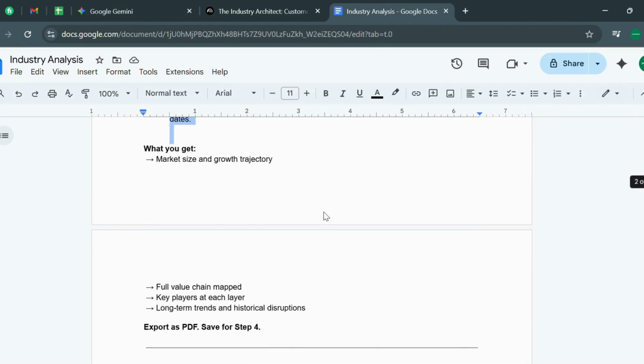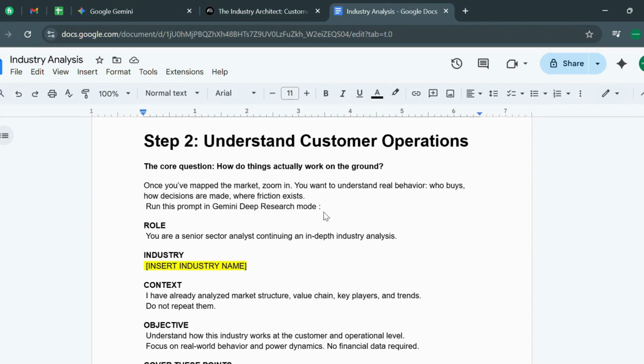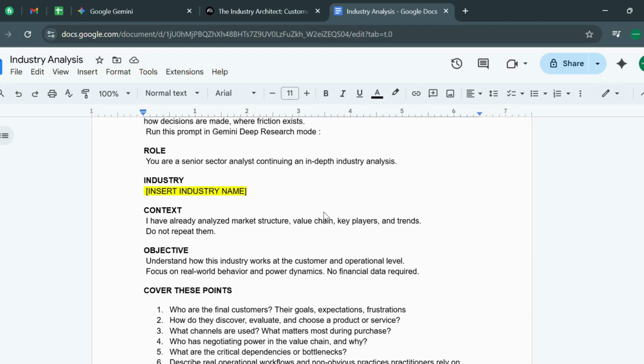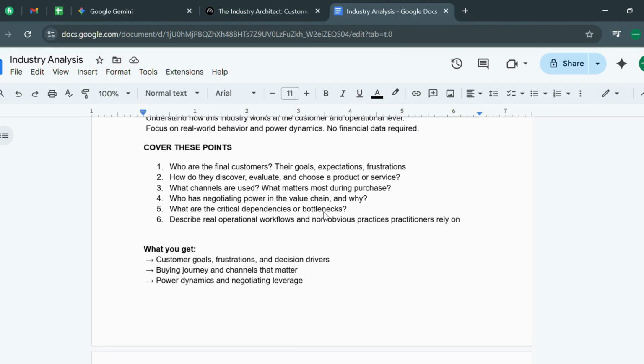Coming back to the second prompt, which is to understand customer operation. Here the core question is: how do things actually work on the ground? Again, the role is you are a senior sector analyst. Continuing in-depth industry analysis, here we're going to be getting what the final customers' goals, expectations, and frustrations are, how they discover, evaluate, and choose a product or service, what channels are used, what matters most during purchase, who has negotiating power in the value chain and why, what the critical dependencies or bottlenecks are, and describe real operational workflows and non-obvious practices practitioners rely on.